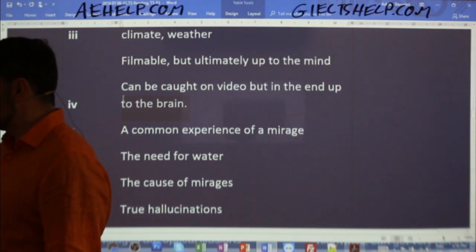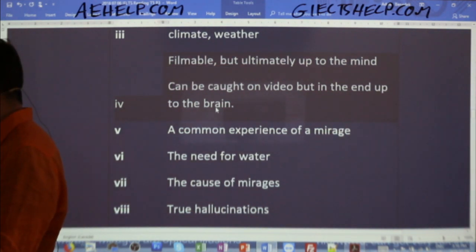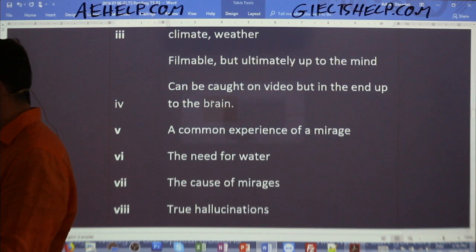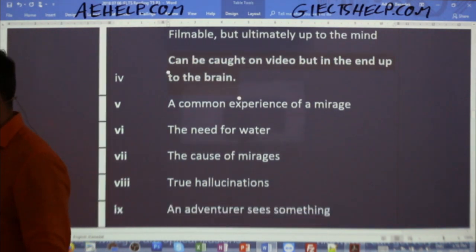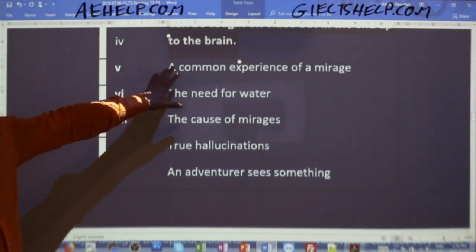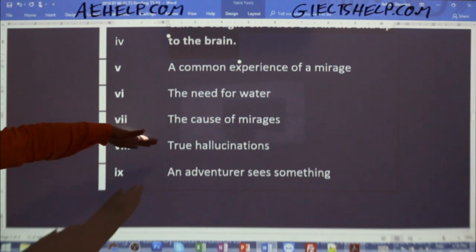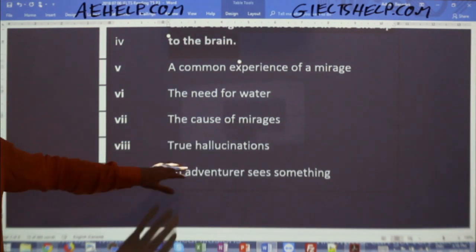All right, so this is basically what you're practicing at home, this paraphrasing. You're practicing saying these list of headings choices or understanding them in different ways, okay? So try that at home for these ones. A common experience of a mirage, the need for water, the cause of mirages, true hallucinations, an adventurer sees something.